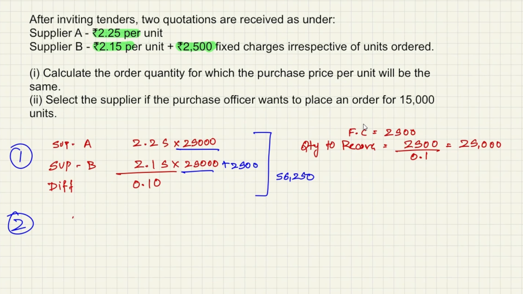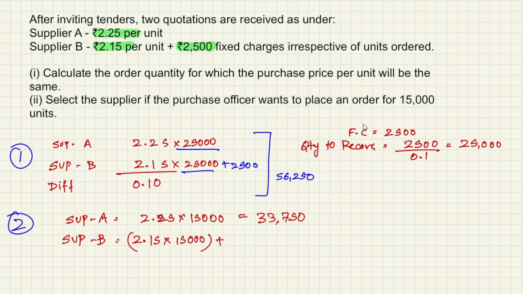This is very straightforward. You have supplier A whose cost is 2.25 into 15,000. So you will get 33,750. When it is supplier B, 2.15 into 15,000 units, but there is also fixed cost. This you should not forget to add. So what will be the total? In this case, you will get 34,750. So whom should the purchase officer place the order on? He should place the order on supplier A.